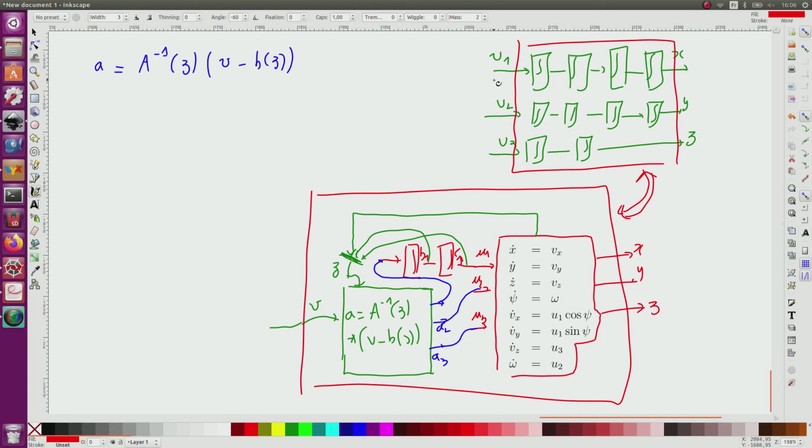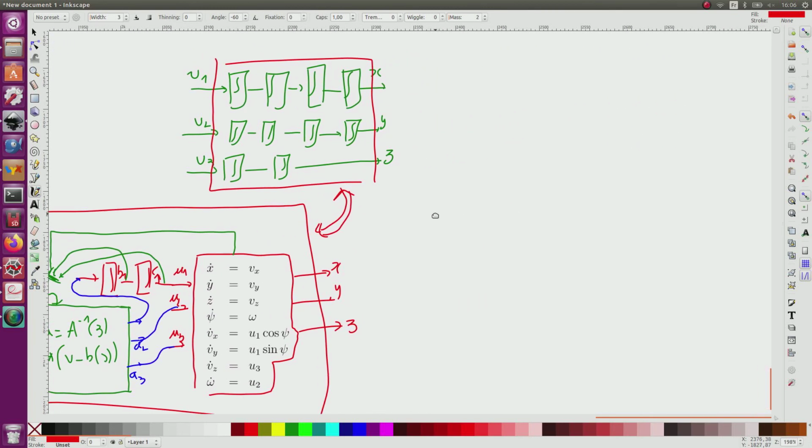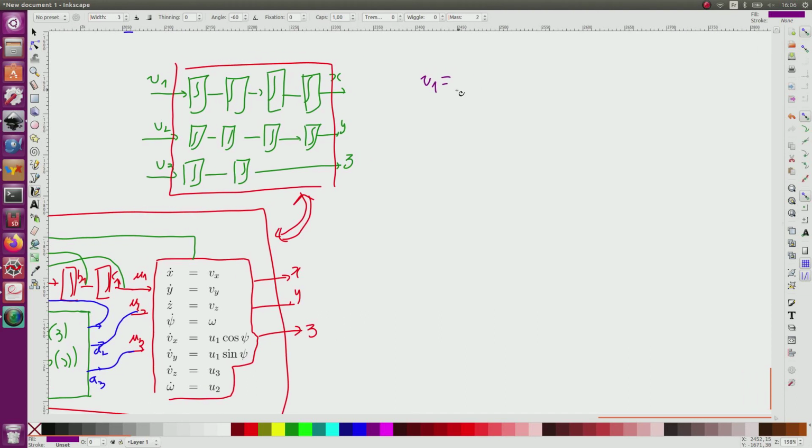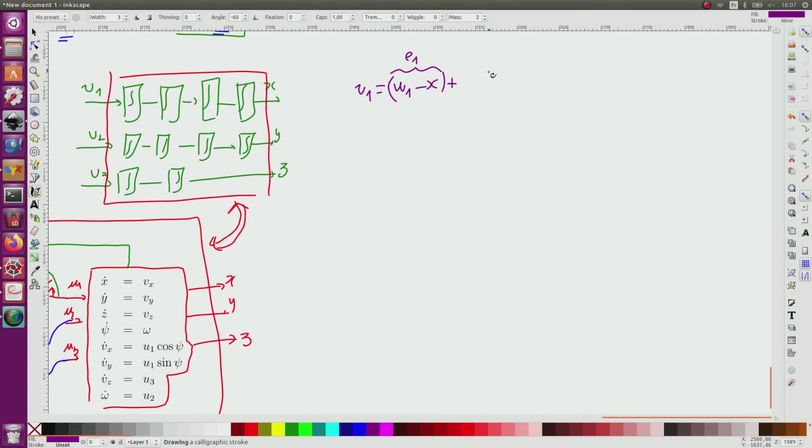Okay, so for this I will apply a proportional and derivative control for this one, and I will write V1 equal, so the error will be, what I want is omega 1 minus X, so omega 1 is the input I want for X. So this corresponds to the error E1 plus omega dot 1 minus X dot 1 plus the coefficient, of course.